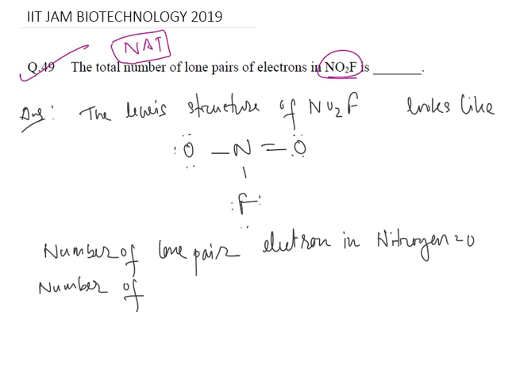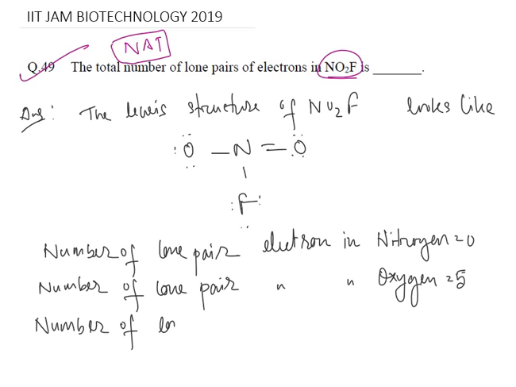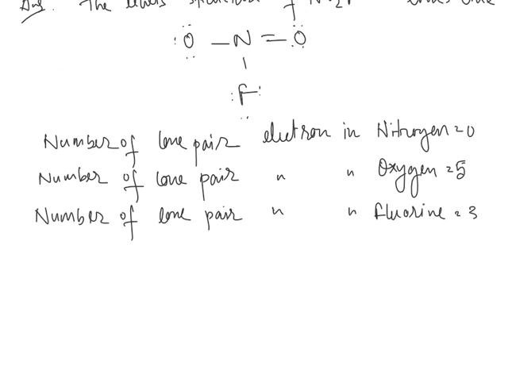Number of lone pair electrons in oxygen is 5. Number of lone pair electrons in fluorine is 3. Hence the total number of lone pair of electrons in NO2F is 8.